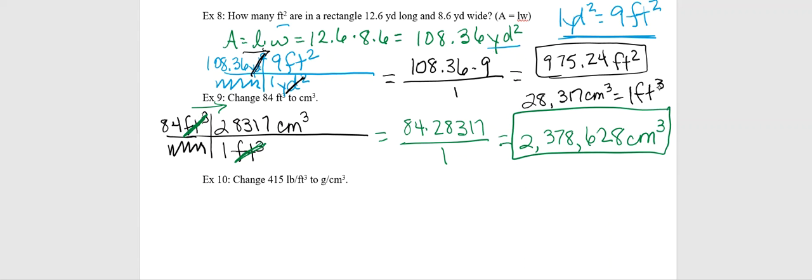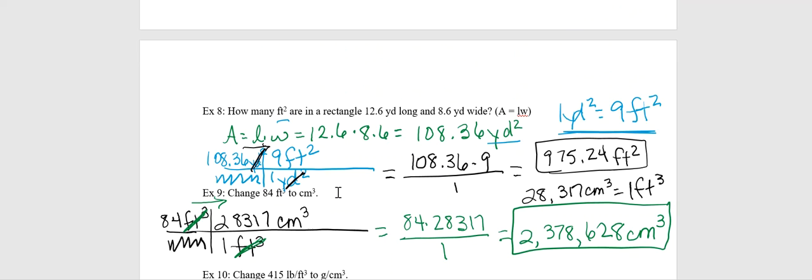Okay, so the last one is one of the ones where we have multiple units. As you look at this, you'll see we have 415 pounds per cubic foot, and we're switching to grams per cubic centimeter. So we have to switch both the pounds to the grams and the cubic feet to the cubic centimeters. So let's first go find what we know about pounds to grams.